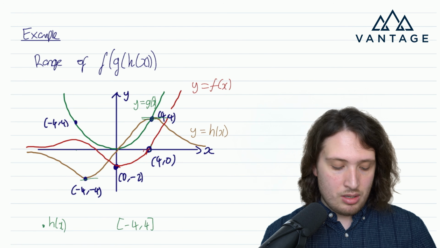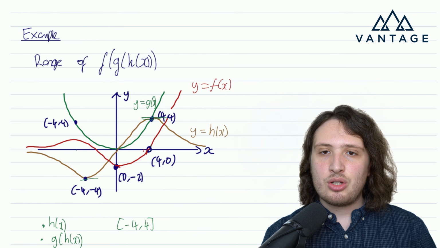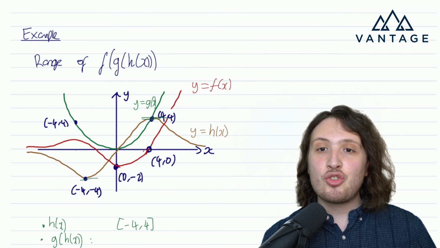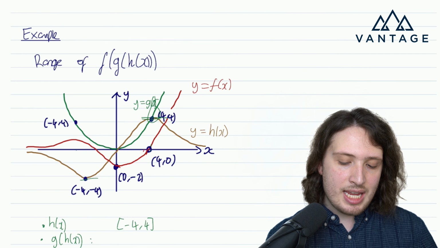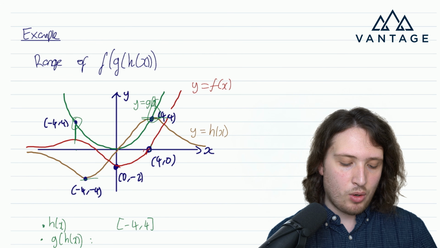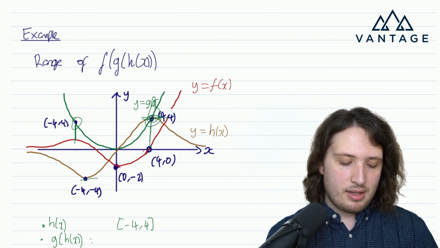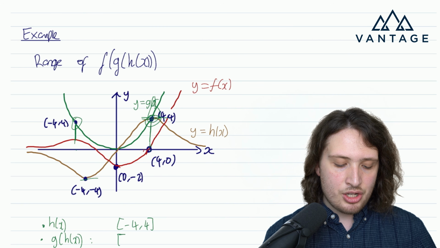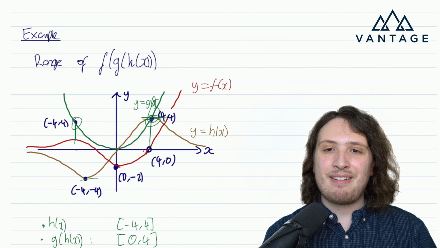So now, when I'm considering the range of g of h, I'm just looking at g on the restricted domain minus 4 to 4. So here's g. What do I achieve between minus 4 and 4? Well, by minus 4, I'm up at 4. By 4, I'm up at 4. And in between, I achieve everything down to 0. So the range of g on the domain minus 4 to 4 is clearly 0 to 4.